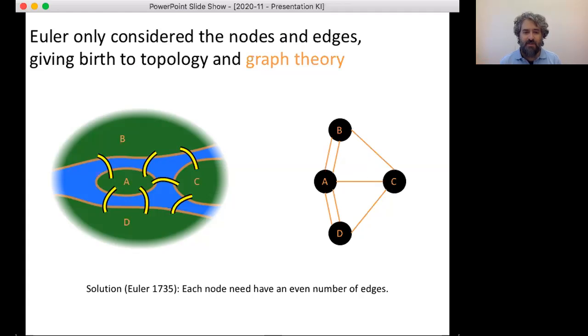So Euler found the solution in 1735, and the solution was, it's impossible. In order to make it possible, you will need at the very least to build another bridge between C and, well, you will need to make the number of bridges between every island even.